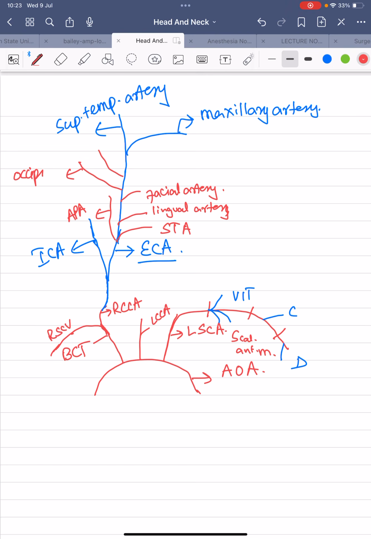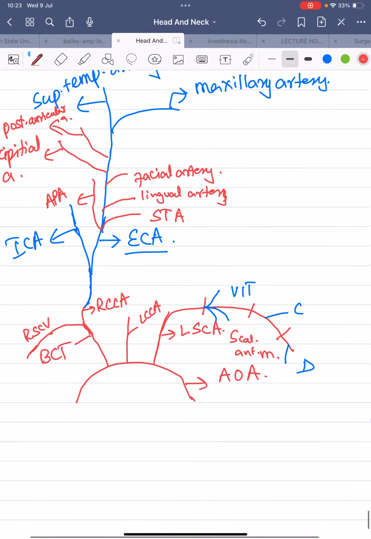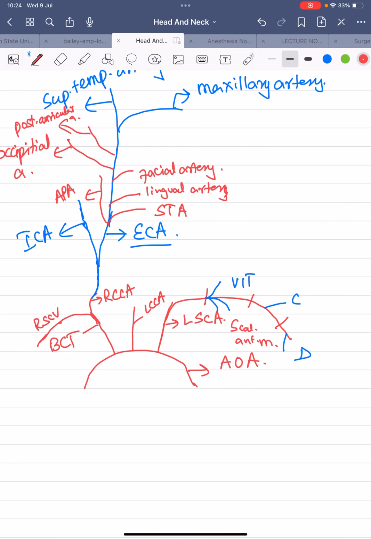And this one is your which one? This is your posterior auricular artery. Okay. Please remember, superior thyroid artery is giving blood supply to the thyroid gland, and from the thyrocervical trunk, there is also the inferior thyroid artery, which is also giving blood supply to the thyroid gland.